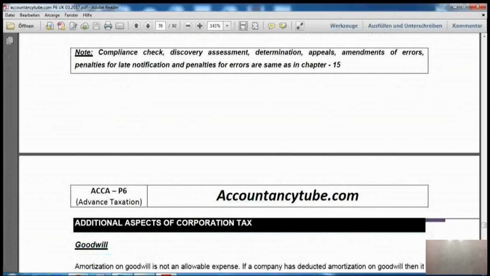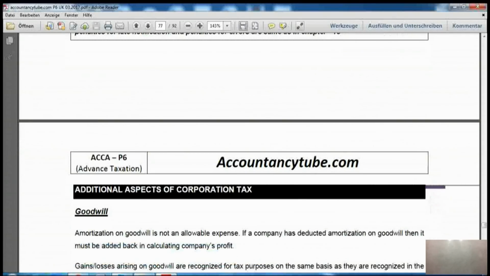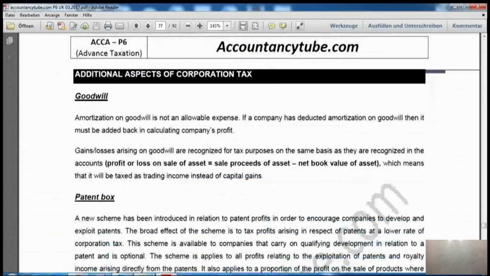and penalties for errors are exactly the same as what you have seen in the self-assessment for individuals. Alright?